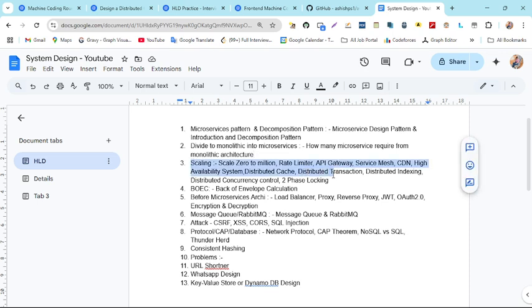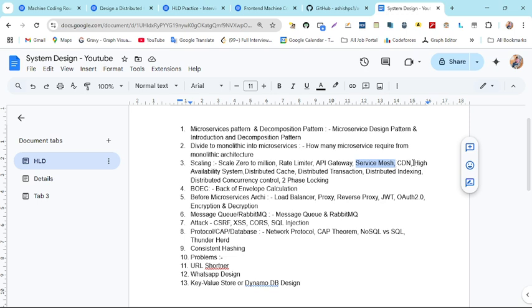Here we will discuss how we can scale the system from 0 to a million users. Then what is the purpose of a rate limiter, what is a rate limiter, and where can we keep the rate limiter in our system? What is an API gateway, how can we use it, and what does it help to achieve? Then we will discuss service discovery and the service mesh, right?